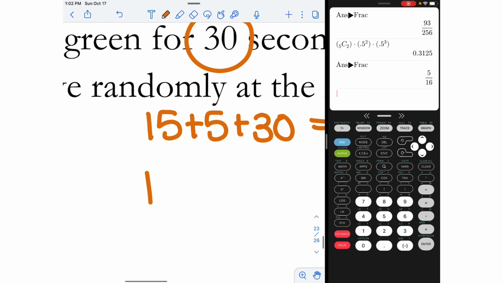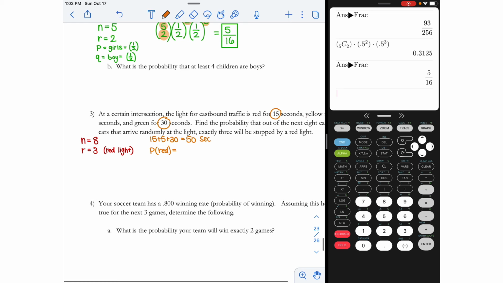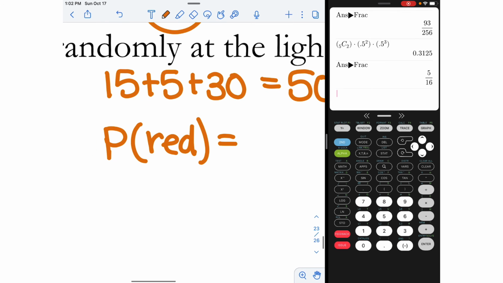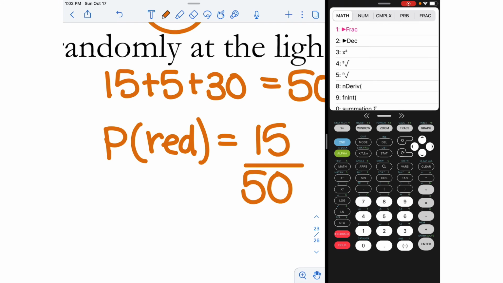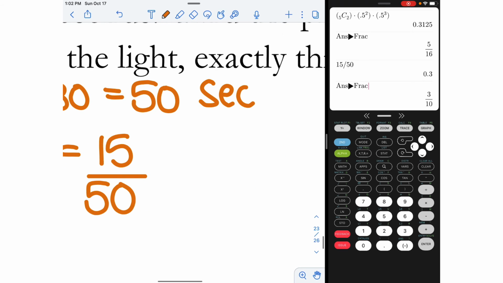So the probability that I get a red light is 15 seconds, so 15 out of 50. Let's calculate that. 15 out of 50. You can leave it as 0.3 if you want. It's 3/10.